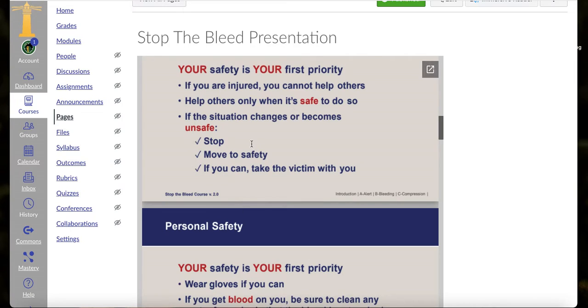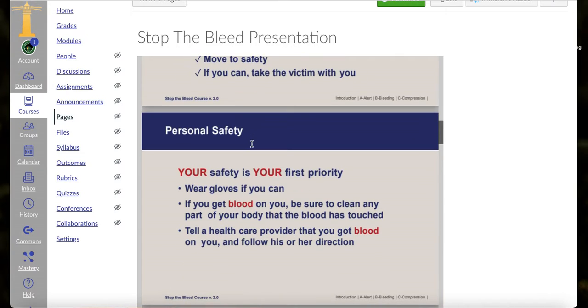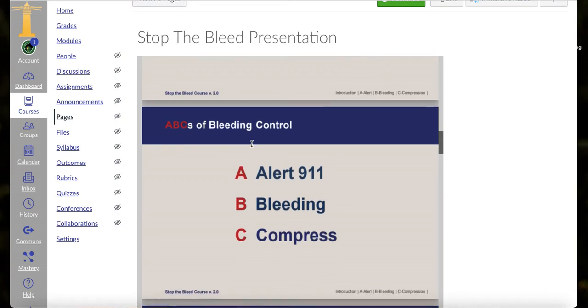If you are injured, you cannot help others, so please make sure the scene is safe. Put on gloves if you can. Make sure that you clean the blood off of you that you have on you.